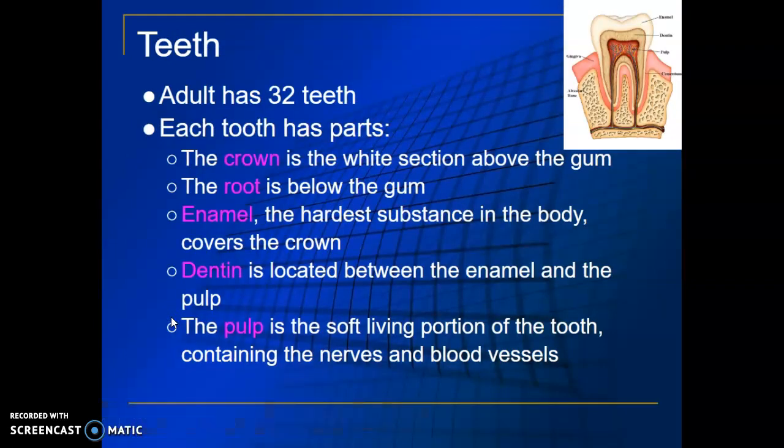Believe it or not, your teeth are part of the skeletal system. Adults have 32 teeth, and each tooth has a different part. There's a little diagram here, but you see there's the crown, which is the white section above the gum, and part of that, of course, is the enamel, which is the hardest substance in the body, and it covers your crown. The root, of course, goes below the gum. The dentin is what's located between the enamel and the pulp, and there's a good picture of that here. And the pulp is the soft living part of the tissue that contains nerves and blood vessels. Teeth are really living parts of our body as well.